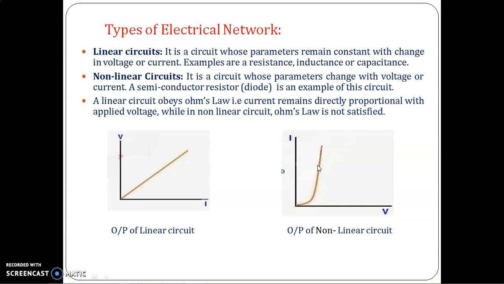And the third point is a linear circuit always obeys Ohm's law. That is, the current remains directly proportional to the applied voltage, while in a non-linear circuit Ohm's law is not satisfied. What is meant by Ohm's law? Ohm's law is nothing but V is equal to I into R. That is, V is directly proportional to your current. Whenever there is an increase in voltage, your current also increases. Therefore, the output is also linear. But in the case of a non-linear circuit, Ohm's law is not satisfied.